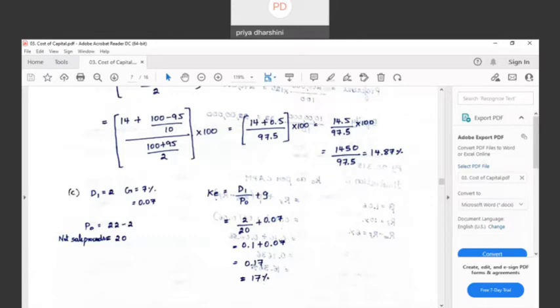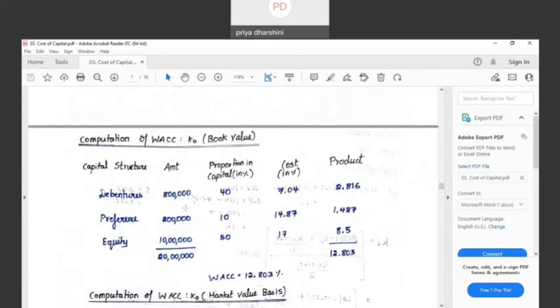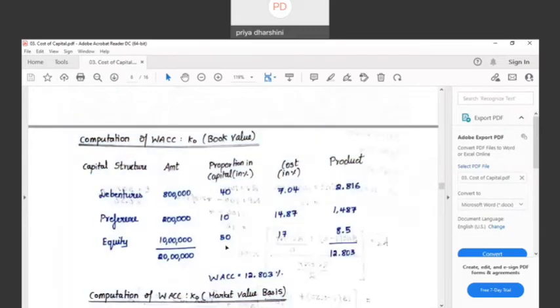Having known this, you can find the weighted average cost of capital. If it is on book value, they have told the capital structure: 8 lakh, 2 lakh and 10 lakh. Find the proportion in capital: 8 lakh divided by 20 lakh, 2 lakh divided by 20 lakh, 10 lakh divided by 20 lakh. This will give you the proportion in capital, to be multiplied by the respective cost we just found. Correct? Cost of debentures, cost of preference and cost of equity we just found. Multiply the weights with the cost, and you will get the product. The total of the products will give you the weighted average cost of capital. This is on book value.